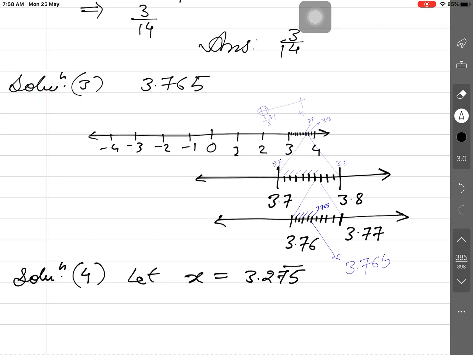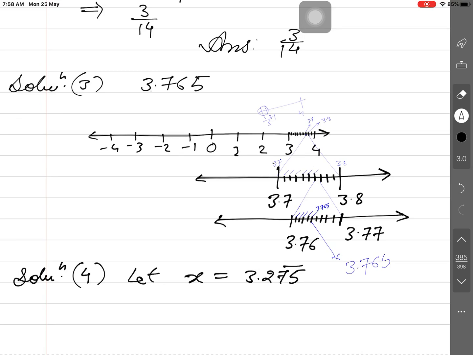Just recall the concept that I told you before, conversion of decimal into rational. P by Q is the rational form. It means that you have to convert 3.275 bar into the rational form, P by Q form. So I suppose this as x. I could also suppose this as P by Q, but x is very convenient in helping you to understand this well.